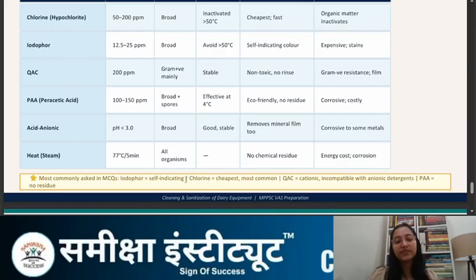Okay, so iodophore is self-indicating. Chlorine is the cheapest, most common. Quaternary ammonium compounds, cationic in nature, incompatible with anionic detergents, and peracetic acid does not leave any residue.